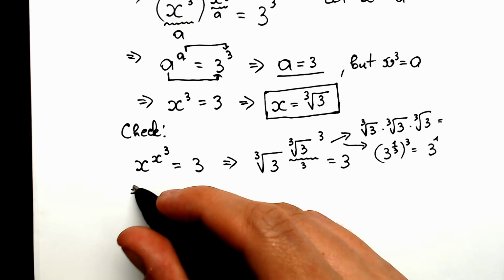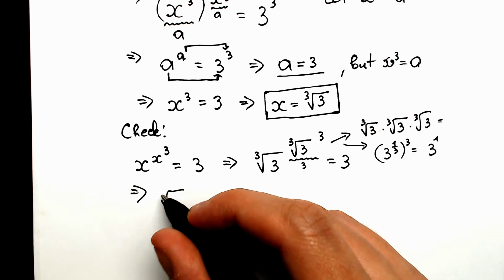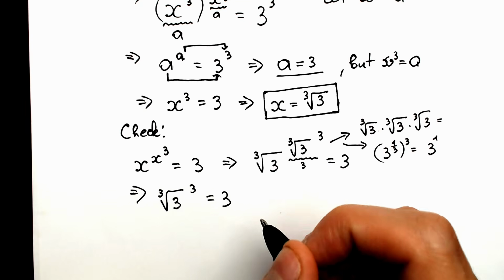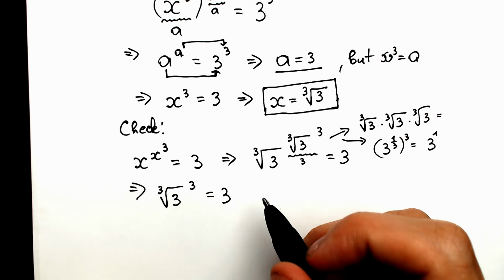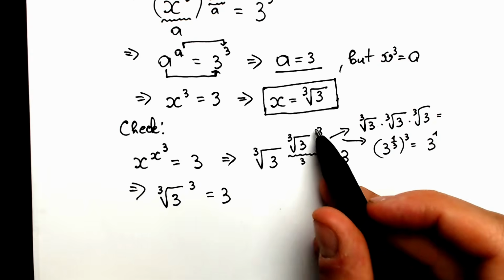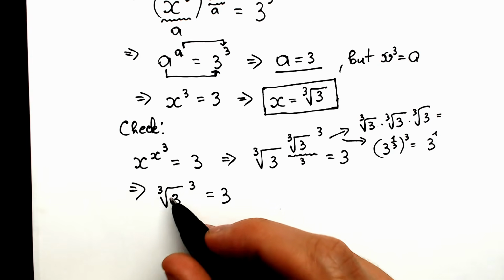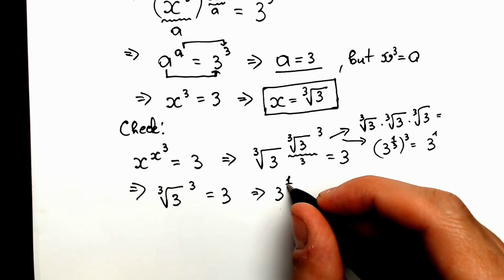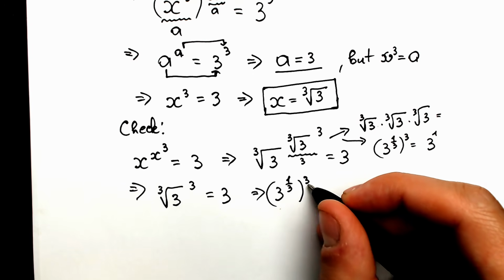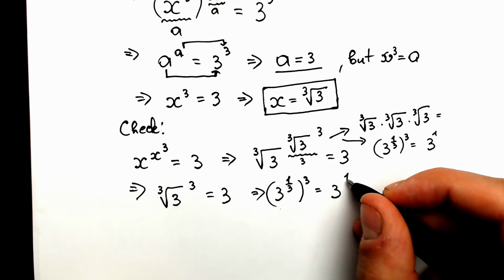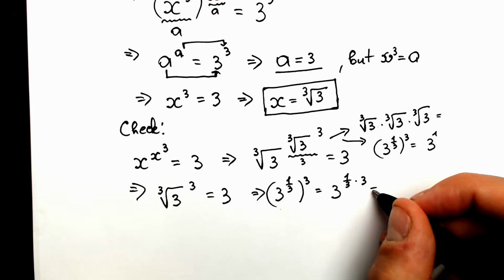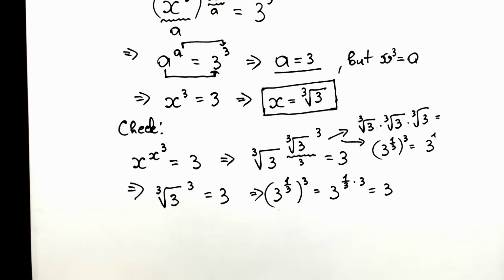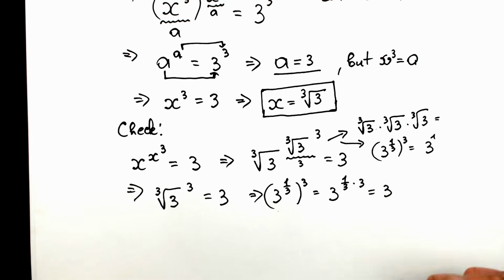So let's rewrite this expression. We have the cube root of 3 to the power 3 is equal to 3. We have the same expression as right here, 3 to the power 1/3. So we can write it as 3 to the power 1/3 raised to the power 3 equals 3 to the power 1/3 times 3, and of course equal to 3, because this power is equal to 1. And this is my solution to this question.